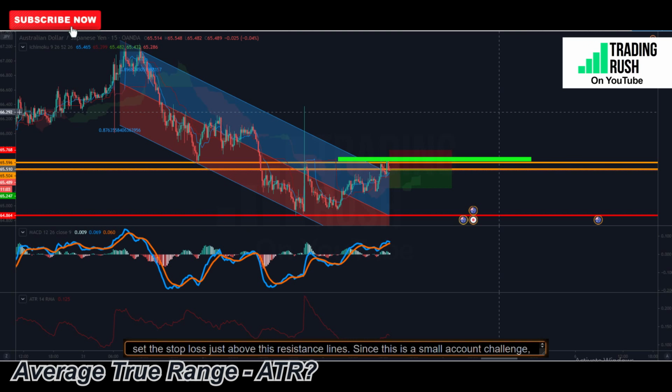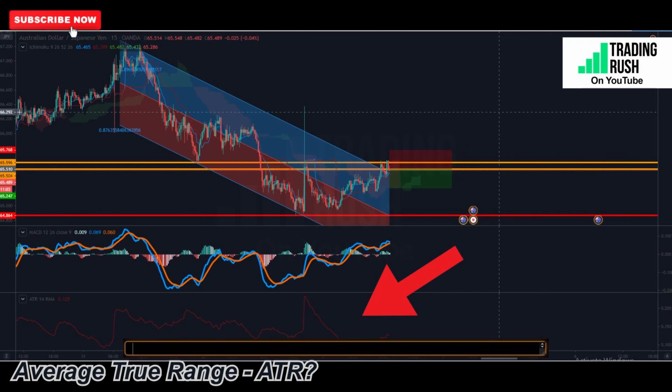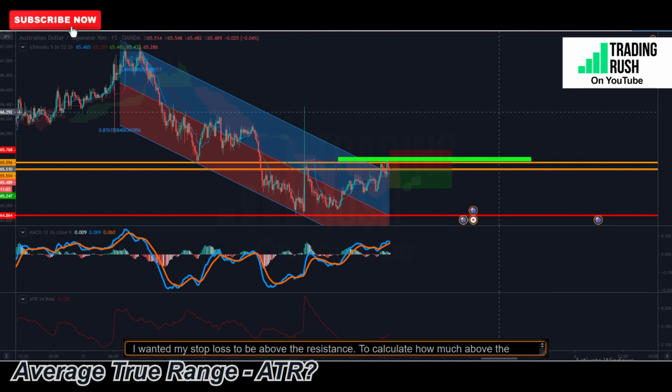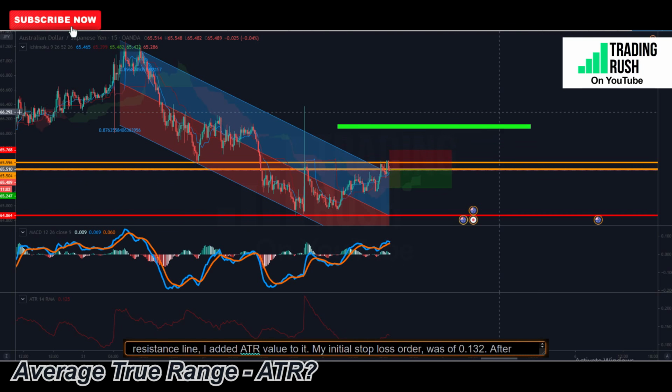Since this is a small account challenge, I really don't want to get stopped out for setting a wrong stop loss order. So I used the average true range indicator. I wanted my stop loss to be above the resistance. To calculate how much above the resistance line, I added the ATR value to it.